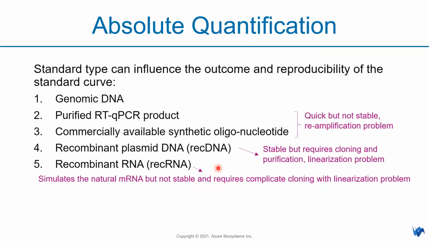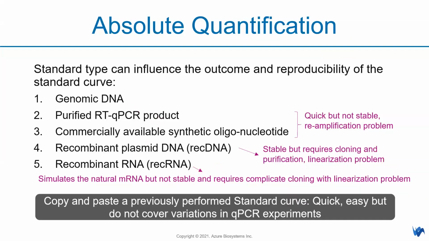Most importantly, you need to find the one that fits your own unknown sample exactly. So if you're doing genomic DNA qPCR, then by all means use genomic DNA for PCR to be your standard. That's how it works.